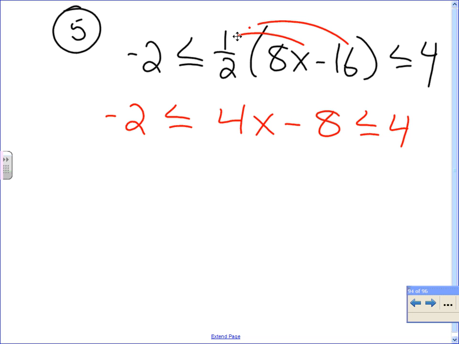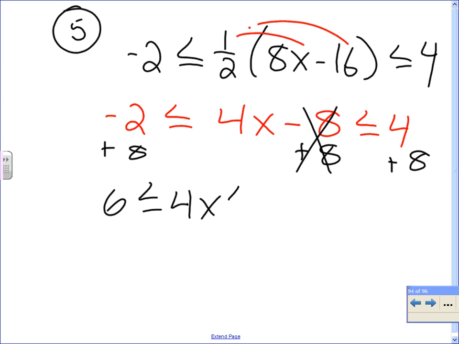All right, Jacob, what's the first thing you guys should have done? Good. Add 8, middle, left, and right. Remember, the goal is to get x by itself in the middle. This cancels. -2 plus 8 is 6. I saw some mistakes with the negatives and positives. Please just type it in your calculator if you're not sure. 6 is less than or equal to 4x, less than or equal to 4.